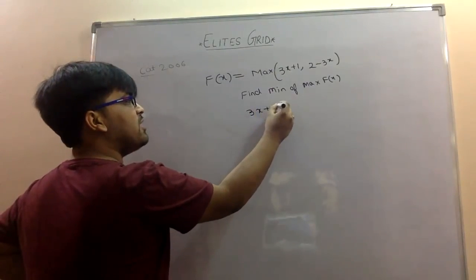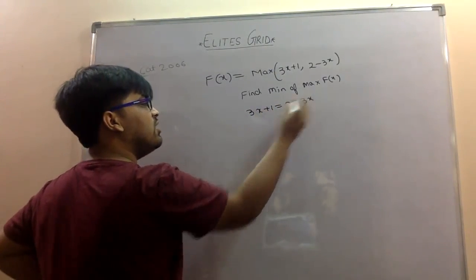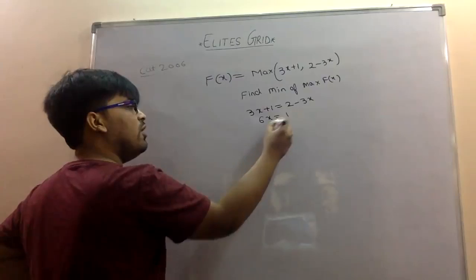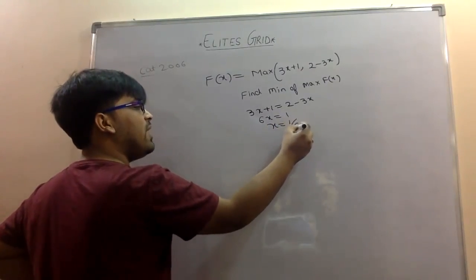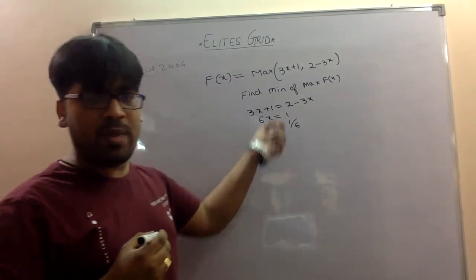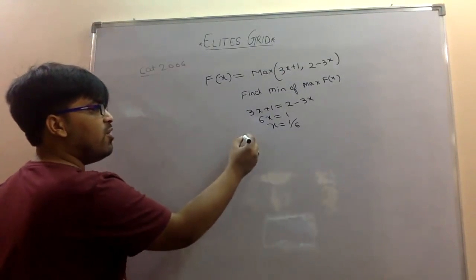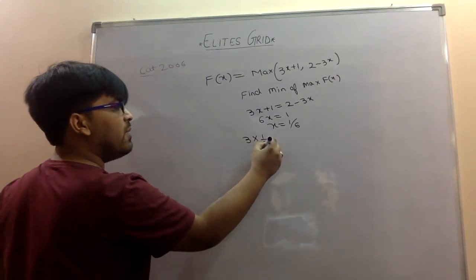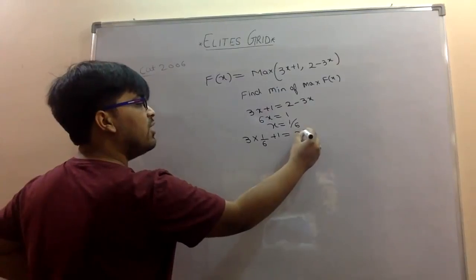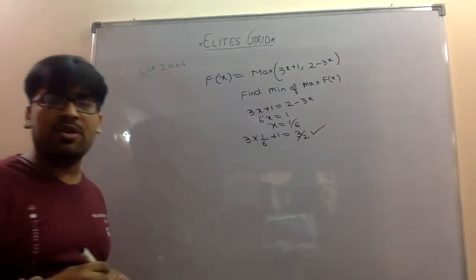So min of max will occur at equality. That means when 3x + 1 is equal to 2 − 3x, that means 6x will be equal to 1. So x will be equal to 1/6. At x = 1/6, you will get your minimum of the maximum. That will be 3 × 1/6 + 1, which is equal to 3/2. And that will be your answer.